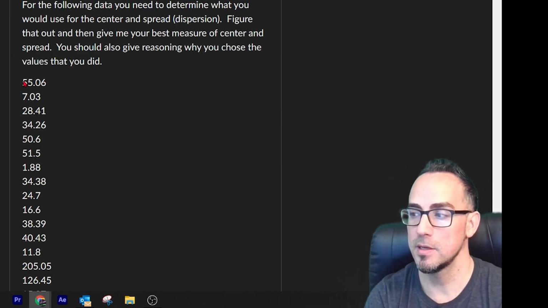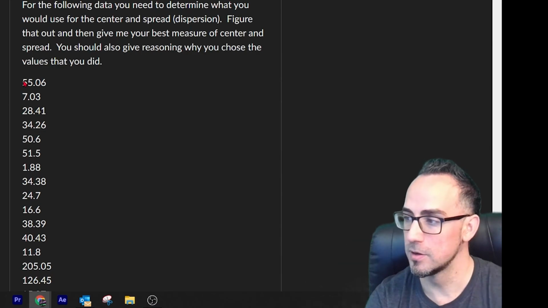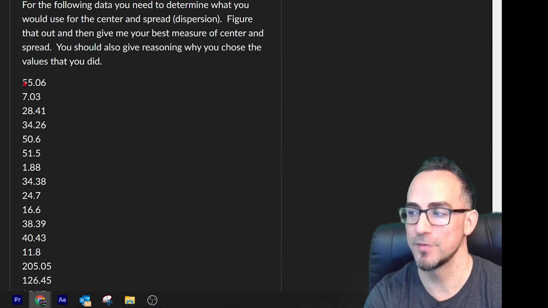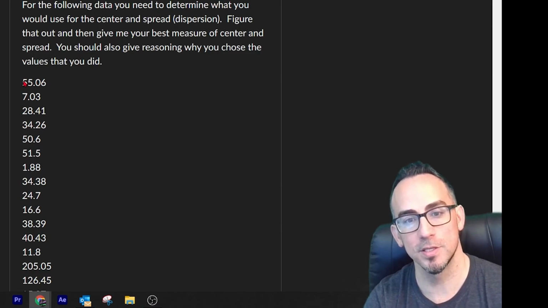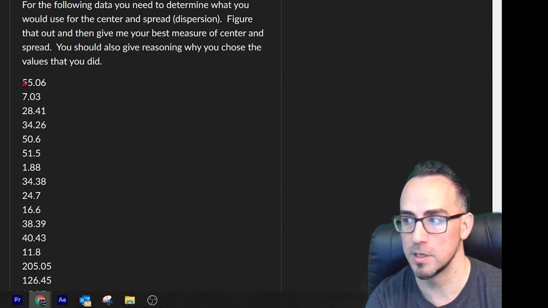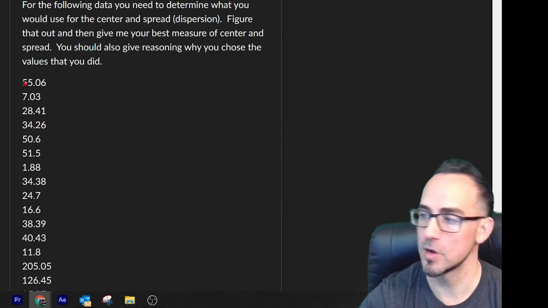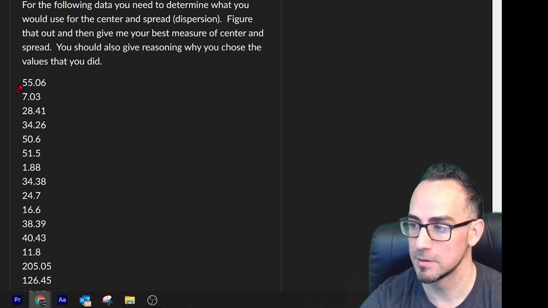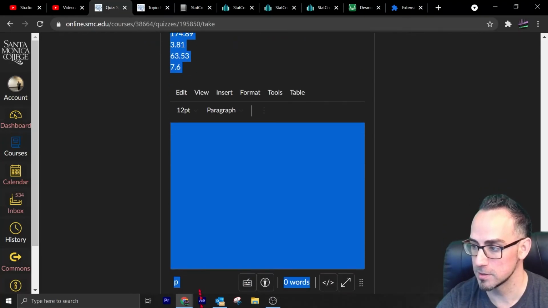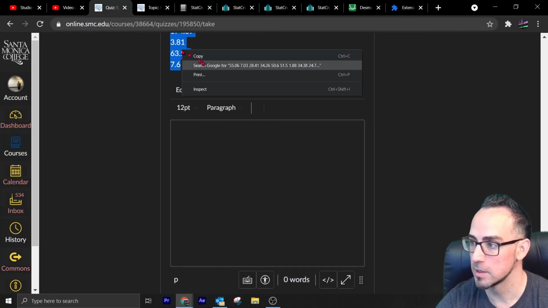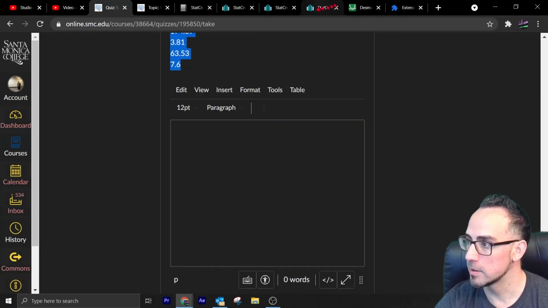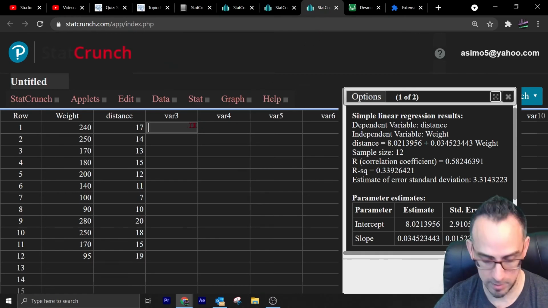If the data is symmetric, we're going to use the mean and the standard deviation. If the data is skewed, we're going to use the median and the interquartile range. That's it. That's how you do this question. So let's do it. I'll show you how to do it. Copy. Come here. Right here. Control V.